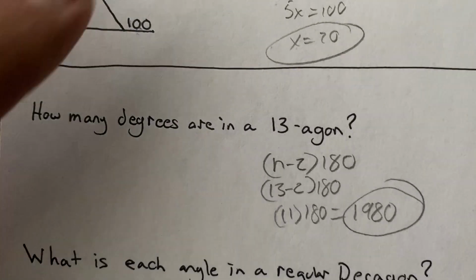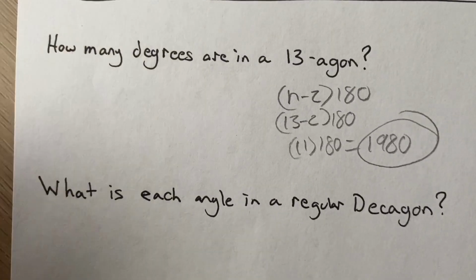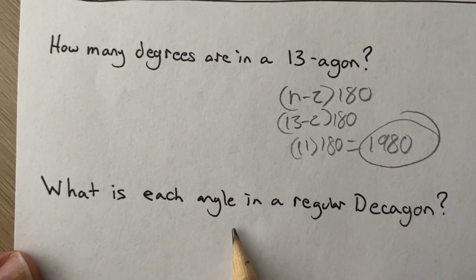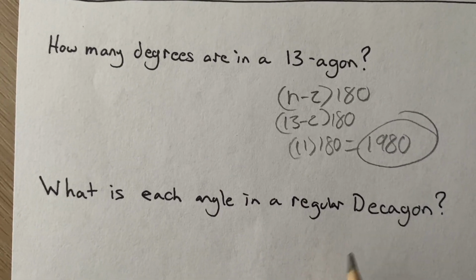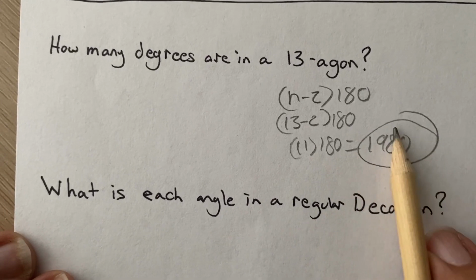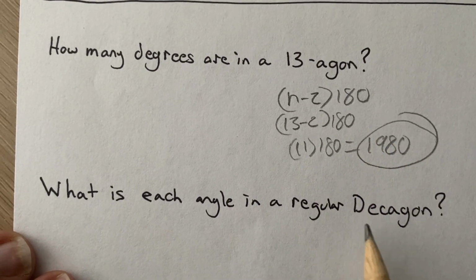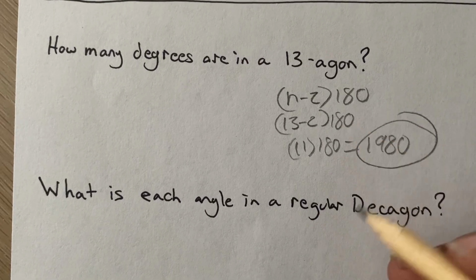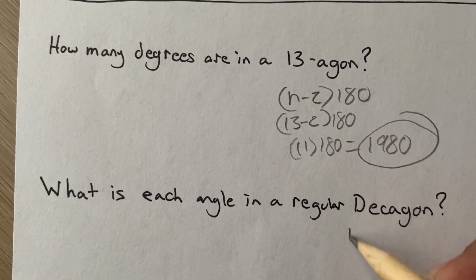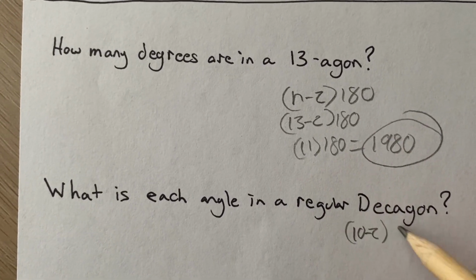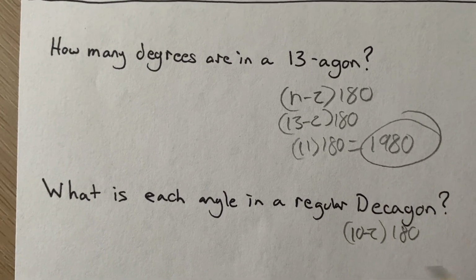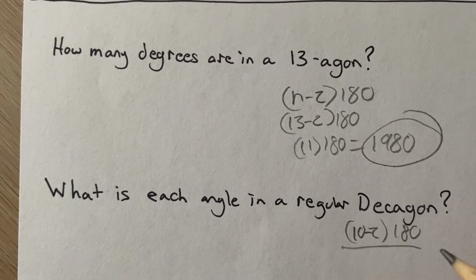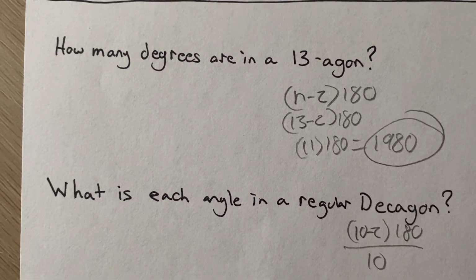All right, now we're going to do the last one here. What is each angle in a regular decagon? So now we're not looking for the total amount of degrees. We're looking for one angle in a decagon. Now a decagon has 10 sides. So we're still going to do the same formula. So it's going to be 10 minus 2 times 180. But when you're all done, you're going to have to divide everything by 10 to figure out what each angle is.